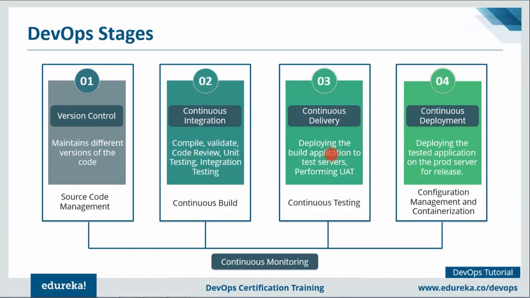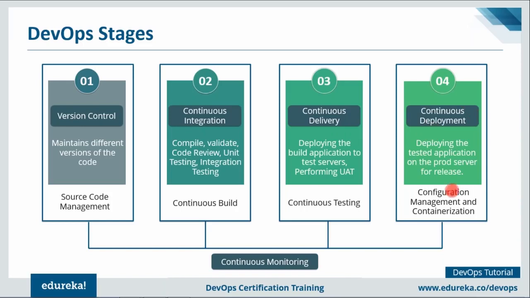Then comes continuous delivery. Now, the same continuous integration tool that we are using, suppose Jenkins, once the application is built, will deploy it onto the test servers for testing, to perform user acceptance tests or end user testing, as you call it. There we will be using tools like Selenium for performing automation testing. And once that is done, it will then be deployed onto the prod servers for release. That is called continuous deployment.